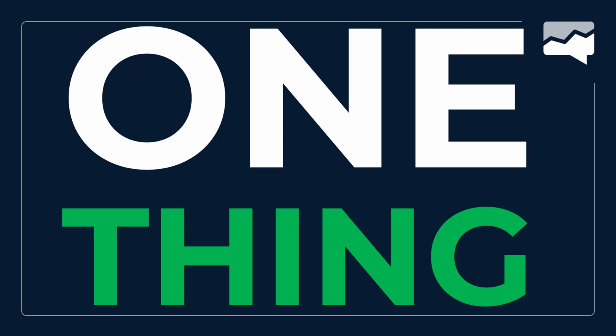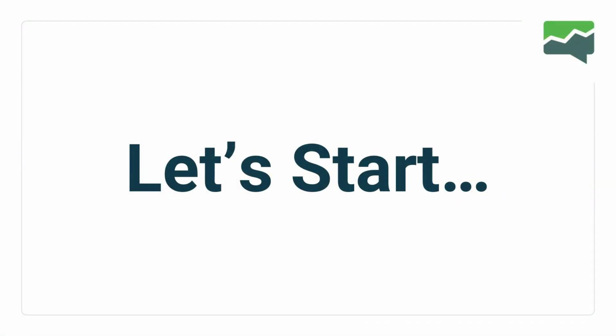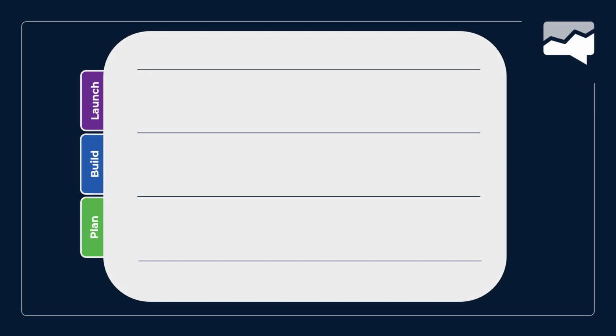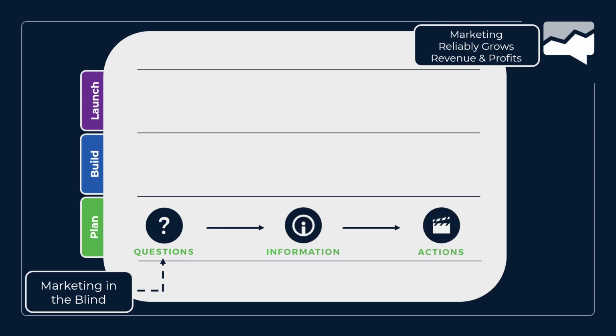Okay. Now, I'm excited to dive in, and I hope you are too, into understanding dimensions and metrics in Google Analytics 4. Let's start. Before we dive in, let's talk about our measurement marketing framework. Our framework helps you go from marketing in the blind to marketing where you can reliably grow revenue and profit. Now, our framework has 3 key steps: plan, build, and launch. Plan is all about questions, information, and actions. Knowing your questions, knowing the information you need, and the actions you're going to take.